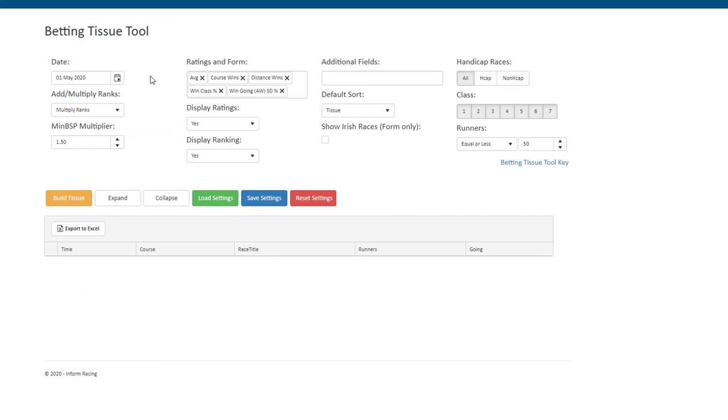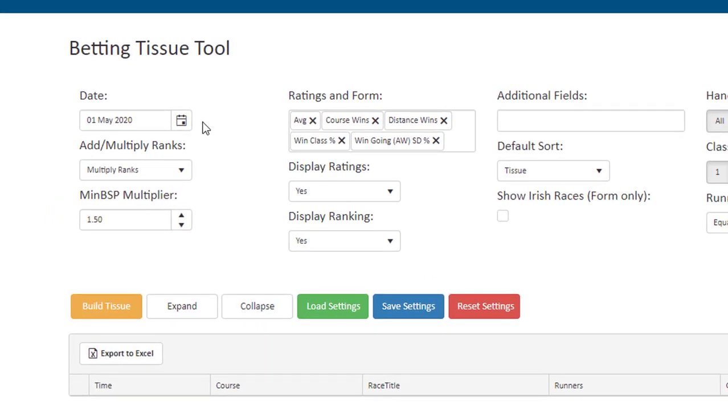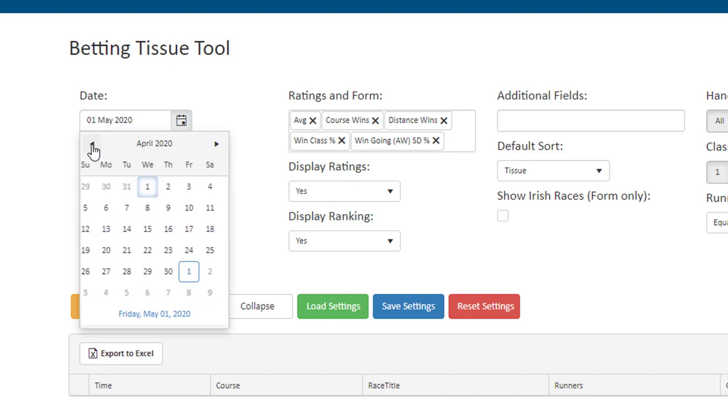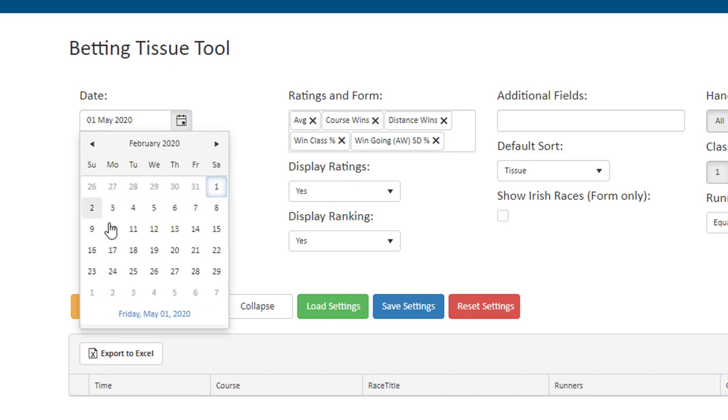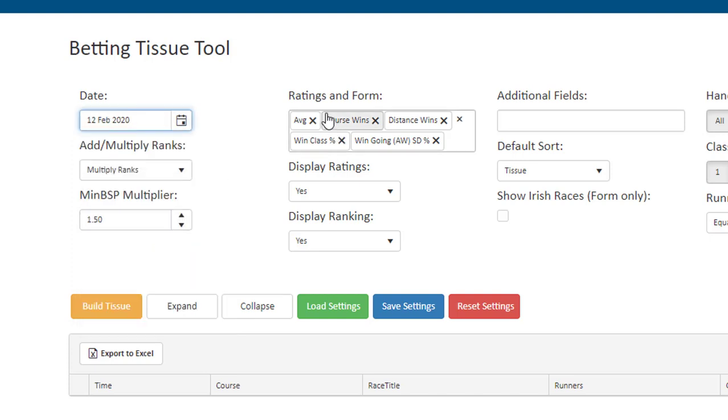So once you log into Inform Racing, you'll see the betting tissue tool link. Unfortunately, today is the 1st of May and we're in the middle of the COVID-19 epidemic, so there is no racing today. But the great thing about the betting tissue tool is that you can use it to go back and look over past racing and past results. So we chose the 12th of February.